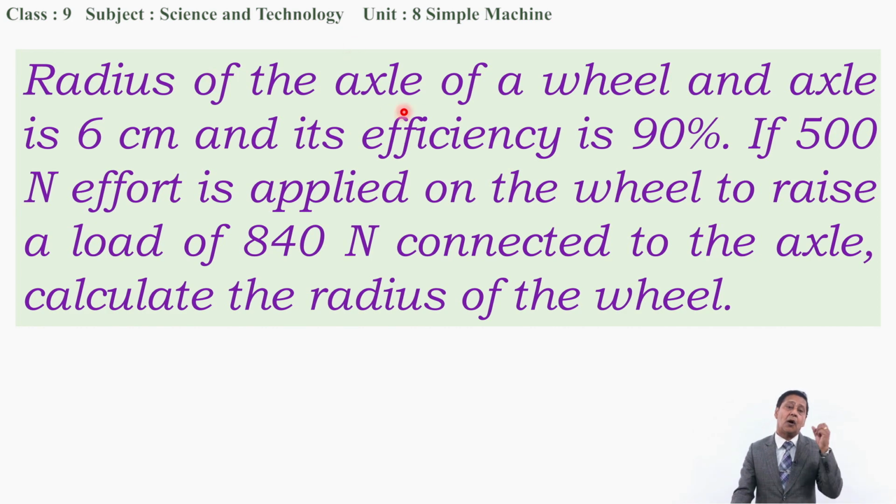Look at this numerical problem. Radius of the axle of a wheel and axle is 6 centimeter, and its efficiency is 90%. If 500 Newton effort is applied on the wheel to raise a load of 840 Newton connected to the axle, calculate the radius of the wheel. The numerical problem is very simple, but we have to write the information given in the problem first. So I am writing this.